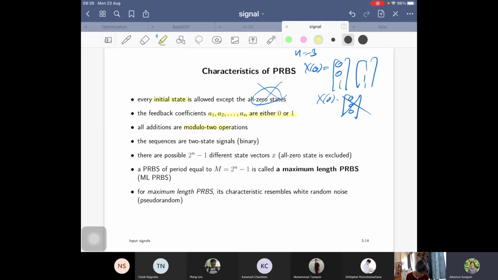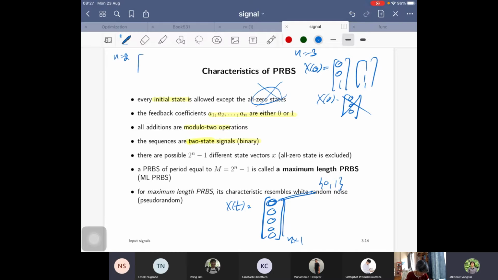The sequence is going to be a two-state signal, or binary sequence. Do you agree that, because your x_t is going to be a vector of n by 1, and each entry is either 0 or 1? So Napat, if you have n states, and each state is either 0 or 1, what is the number of possible states of x?